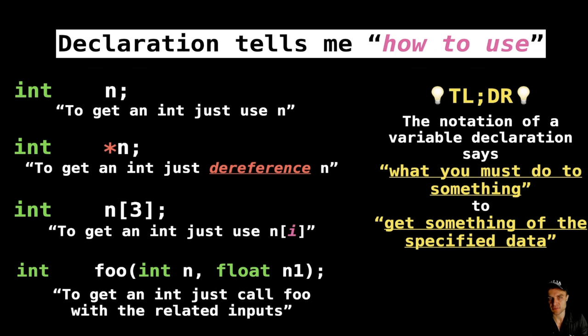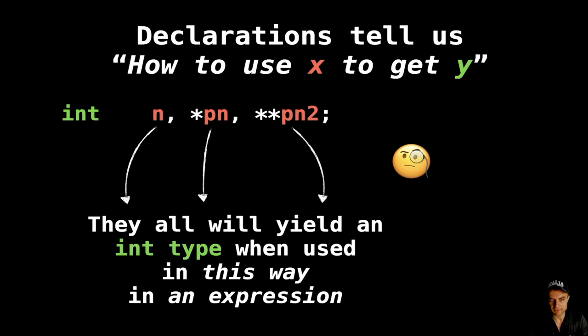Let's apply this principle to pointers. Here I have a declaration of different pointers, and you can see I have int n, this is just a variable, then I have star pn, and then I have star star pn. What do I read here? Well, I read, to get an integer, use n, the variable identifier n, or you can use star pn, or you can use star star pn. They all will yield an integer type when used in this way, in an expression. So in my mind, a declaration is a how to use, to get a specific data.